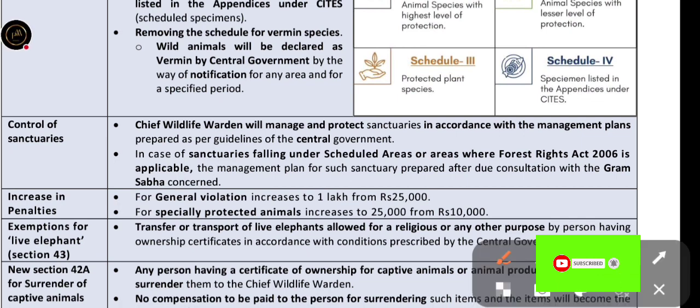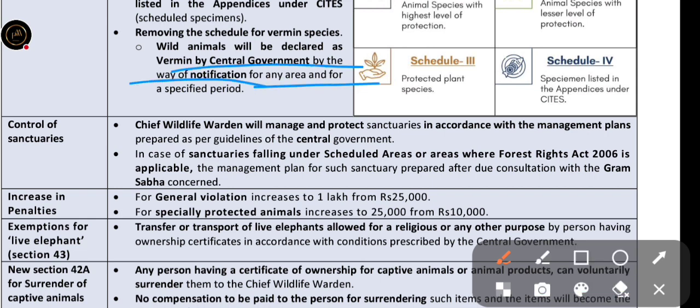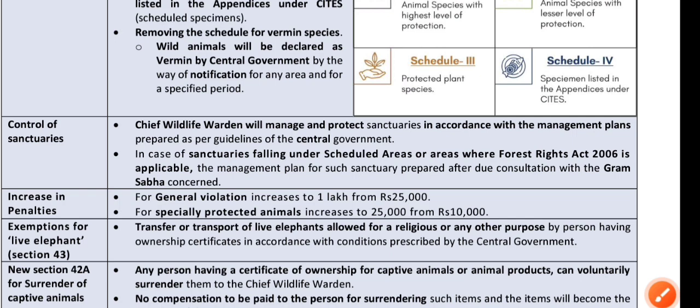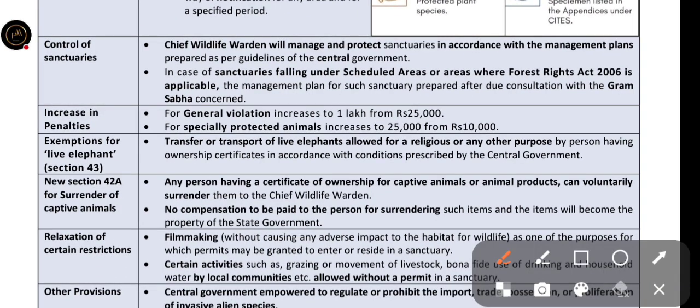And wild animals will be declared as vermin by the central government by way of notification for any area and for a specified period. And now the vermin species is only designated by the central government, that is the blue cow, okay. So the Hindi name is Neel Gai, okay.